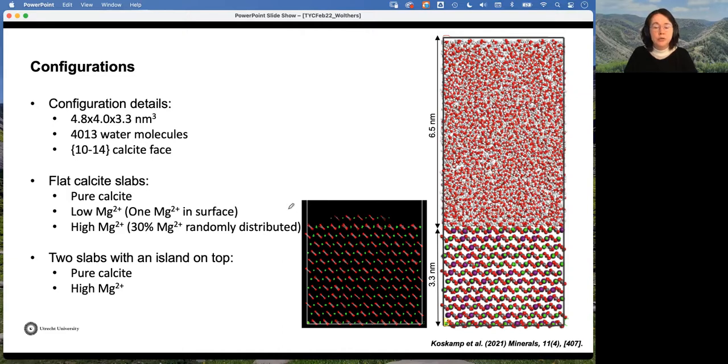And you can then do, for example, the vertical scanning interferometry on this. We looked at pure calcite, low magnesium, where we just had one magnesium in the surface, and the high magnesium with 30% magnesium randomly distributed in the calcite. And this is about the maximum amount of magnesium that you can find in natural magnesium calcites in system Earth. And we looked at both the flat phase, and we looked at calcite with an island on top, and either pure or high magnesium calcite in that case.